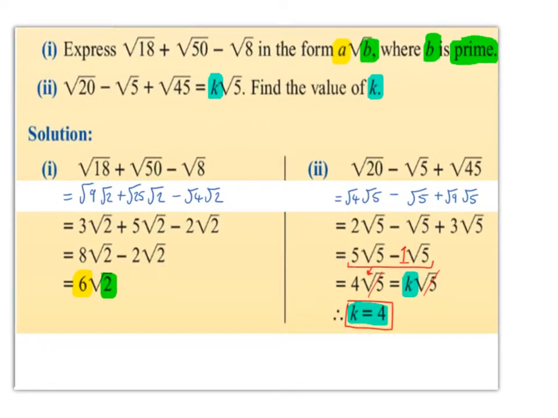So part 1, we had to express this in the form a root b, where b is prime. We got 6 root 2. And part 2, we were told that this is equal to k root 5. We're told to find the value of k. The value of k is 4.